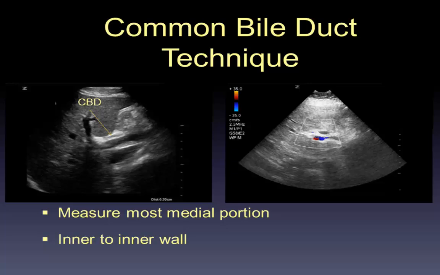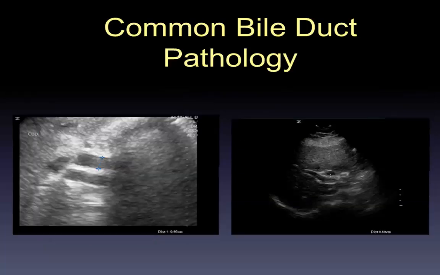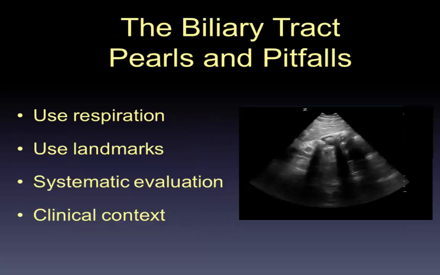But just kind of remember 5 or 6 is roughly the normal number. So here's some pathology. This is kind of a double barrel sign. Here's another one that's dilated. A good rule is if it's as big or bigger than the portal vein, it's probably abnormal. So again, I wanted to go over a few pearls and pitfalls.